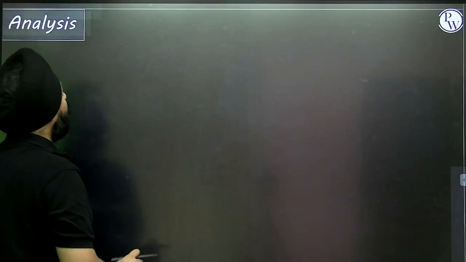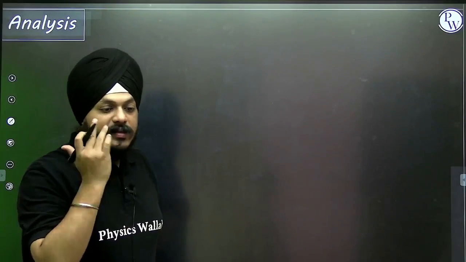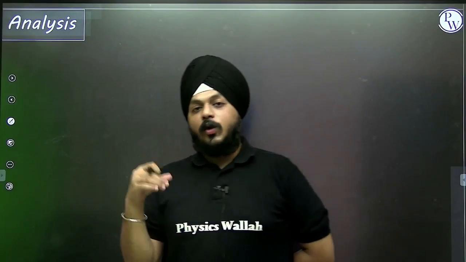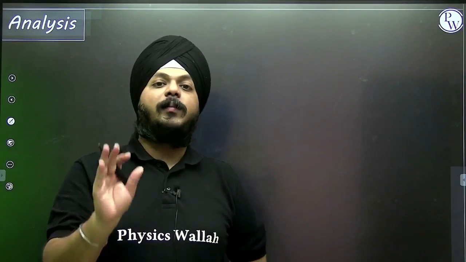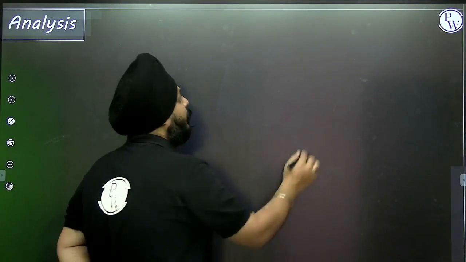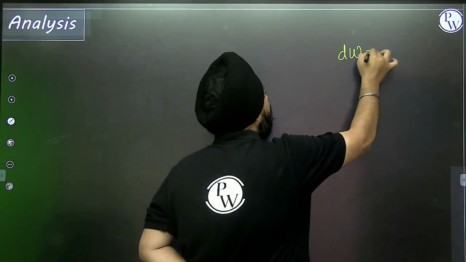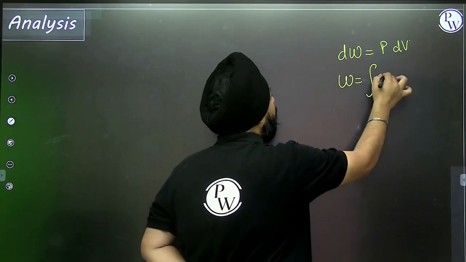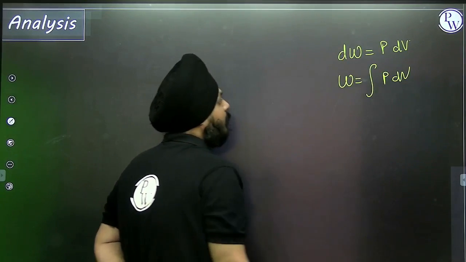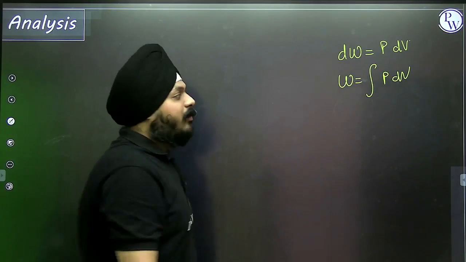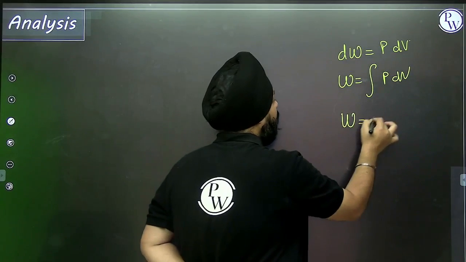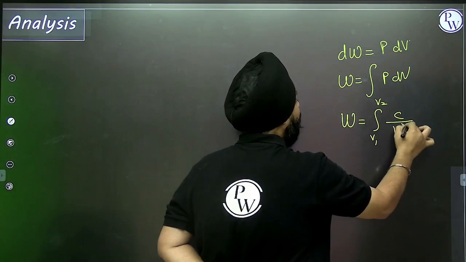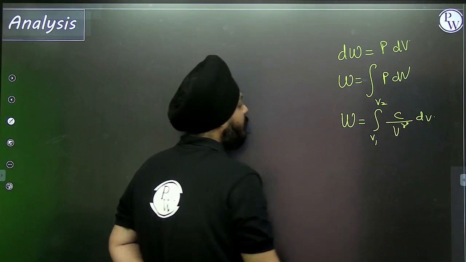Now let's move on to the actual work done. If the net heat flow is 0, whatever work is done is not done by a constant force. So we are using dW equal to PdV, and this work done is the integration of PdV. From the adiabatic process, we replace P with C by V to the power gamma into dV.